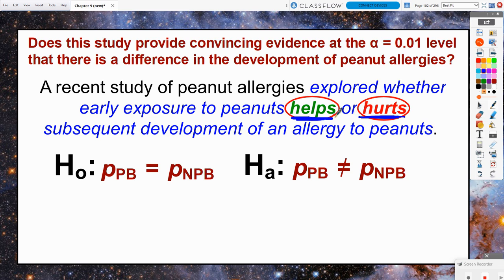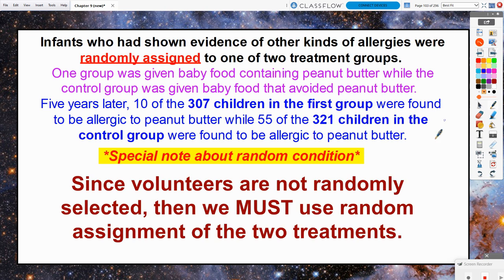So they had no idea whether this was going to be helpful research in a good way for these babies, or if we were really going to screw up a lot of babies and have a lot of kids that are allergic to peanuts later in life. So that's why this is a two-sided test. We don't know if we're going to end up helping these kids or harming them.